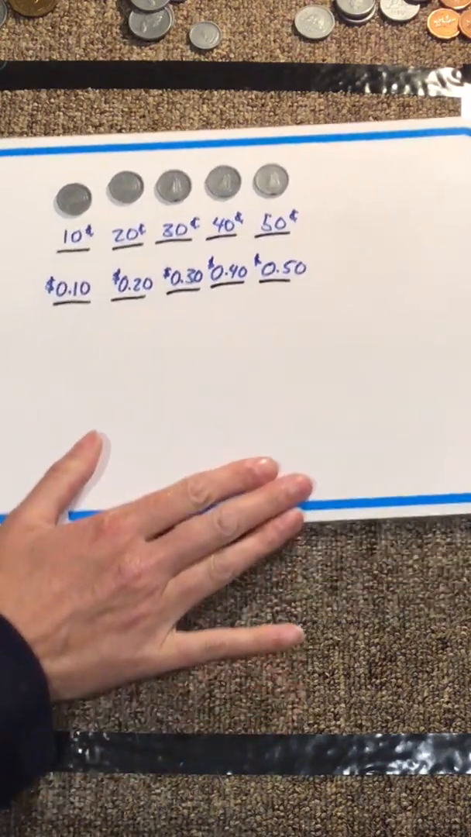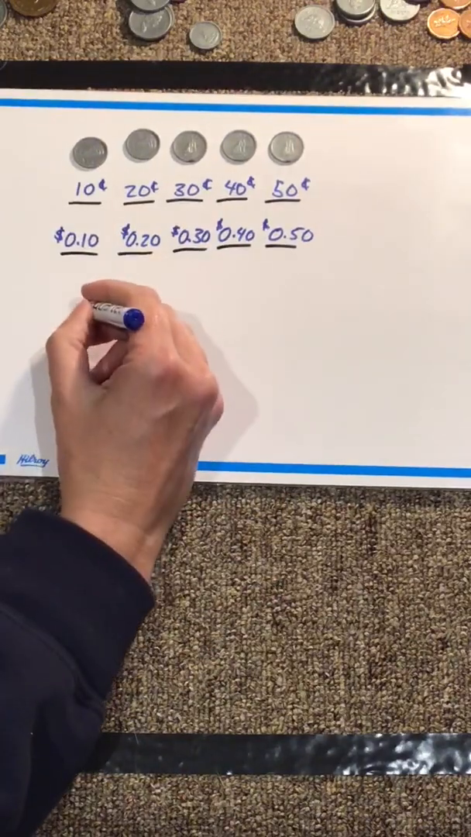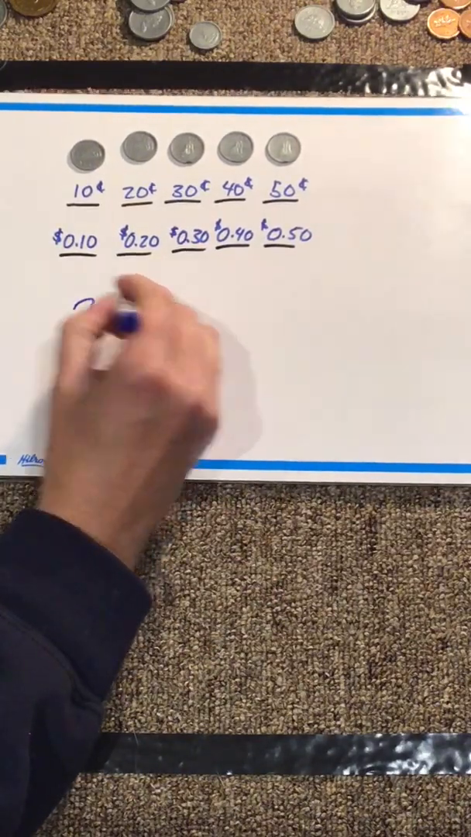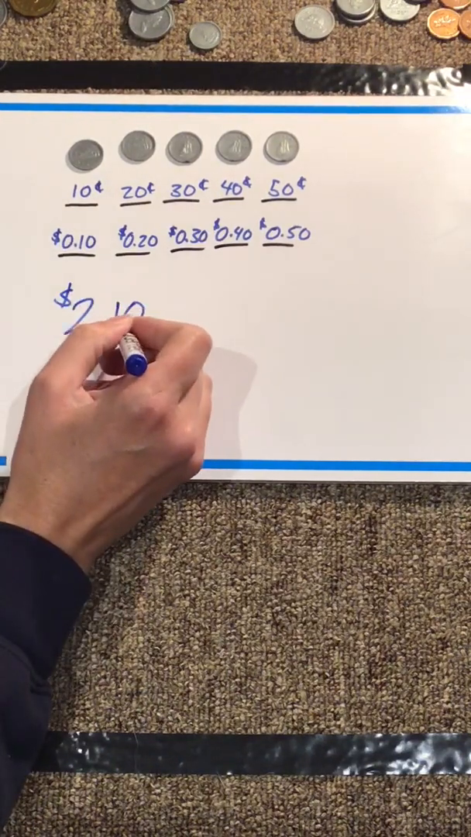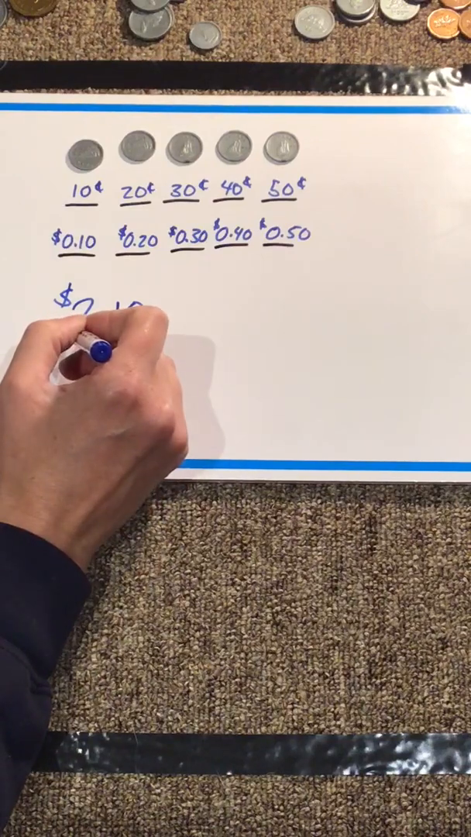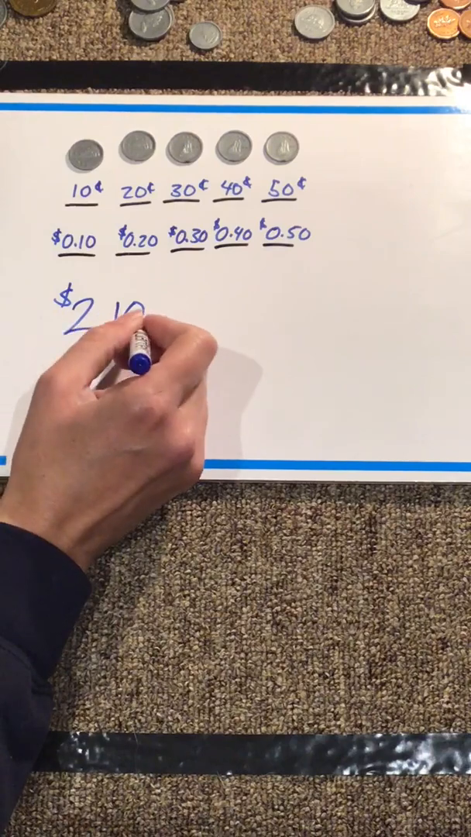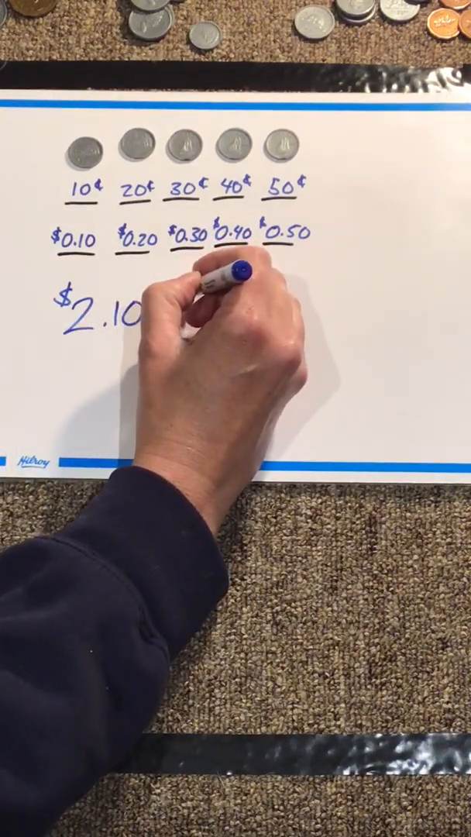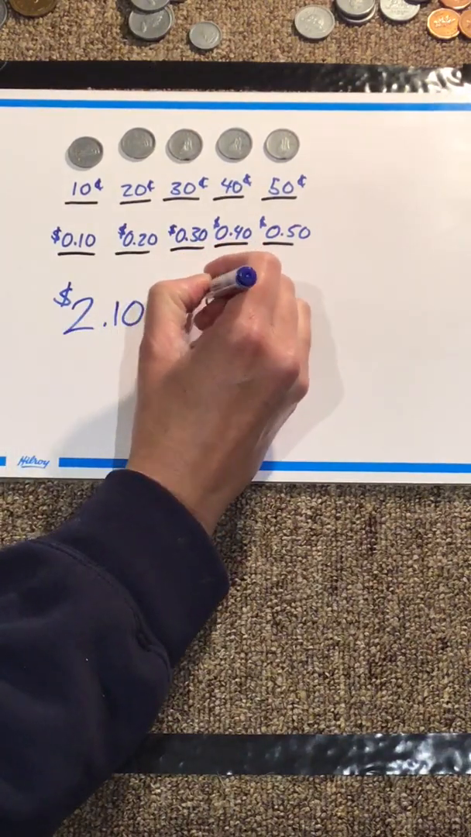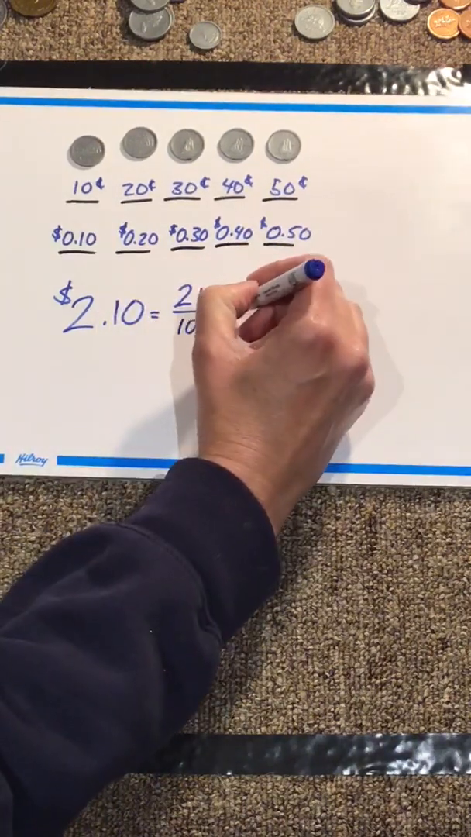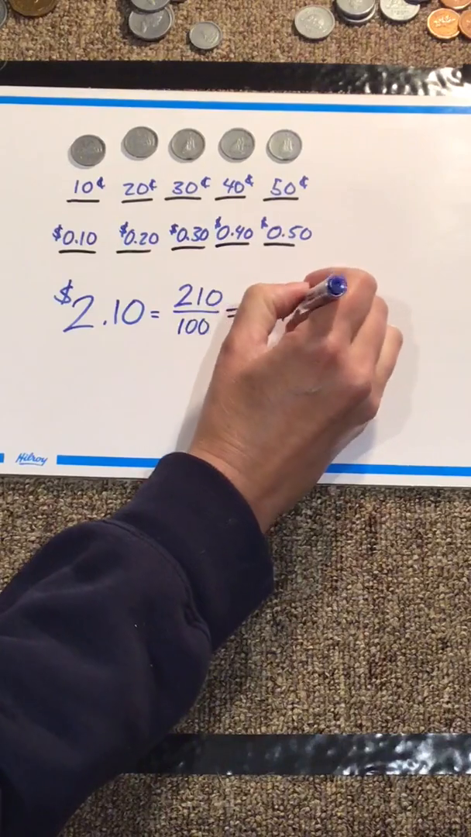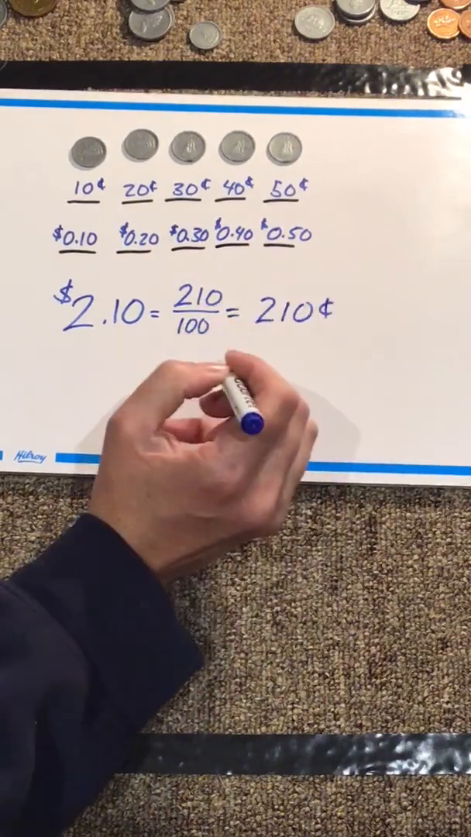Your math book might also ask you to start in dollar notation and swap it over to cents. So 2.10, we know that this 2 means that's 200 cents, and this 0.10 means there's 10 cents. So 2 plus 10, or 200 plus 10, we've got 210 cents.